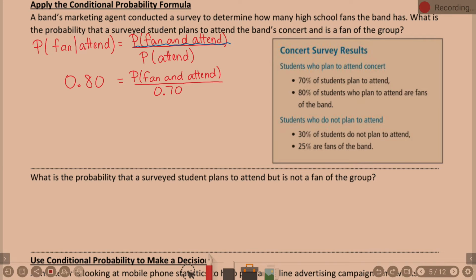If we're trying to find the probability that a student is a fan and attends, since it's currently dividing by 0.7, we're going to multiply that 0.7 over. Don't we know fan and attend? We know, okay, so what we're trying to find here is out of the whole student population. This is 80% of those attending the concert. We're trying to find it of all of them. Does that make sense?